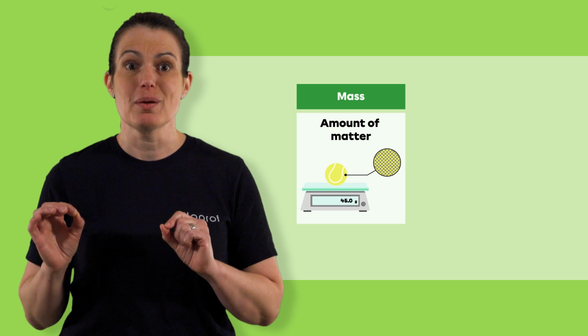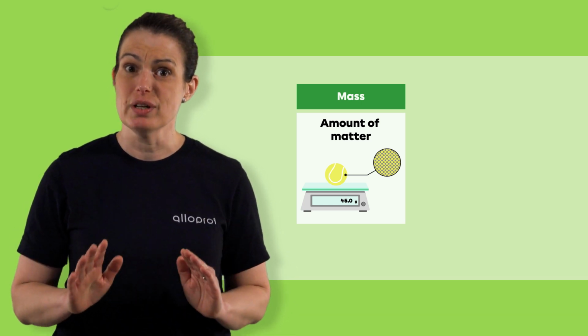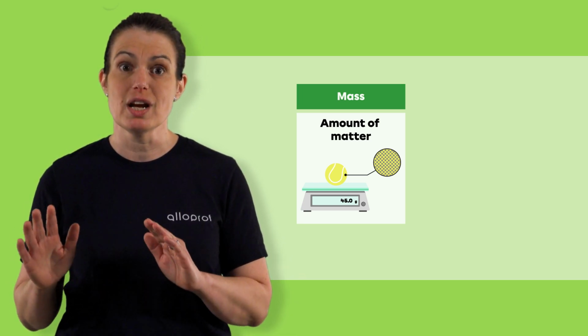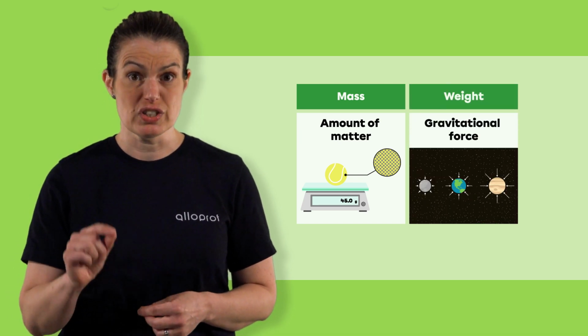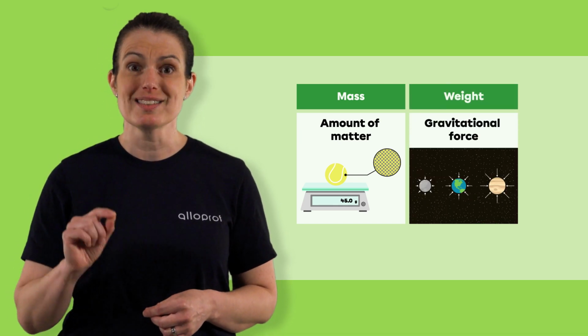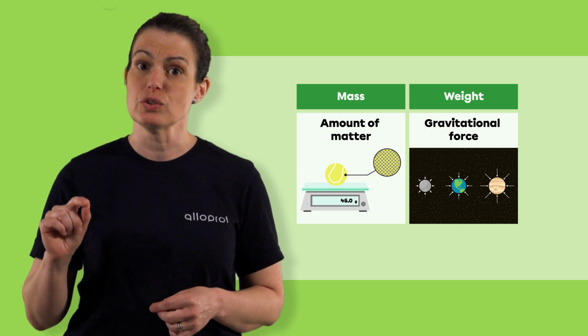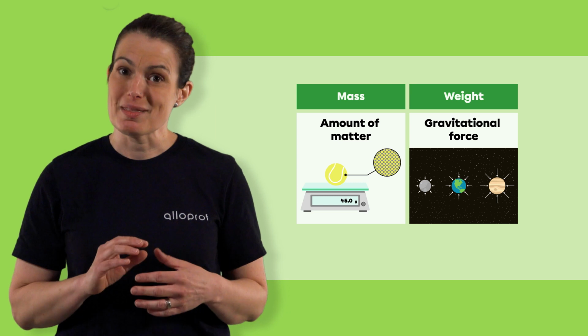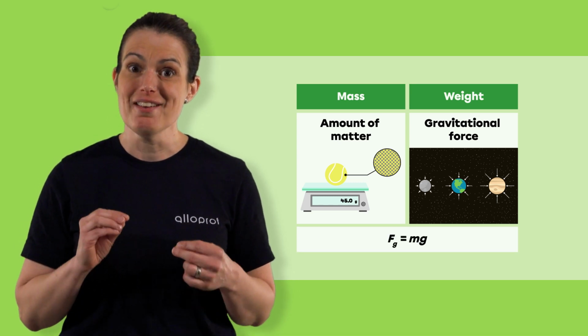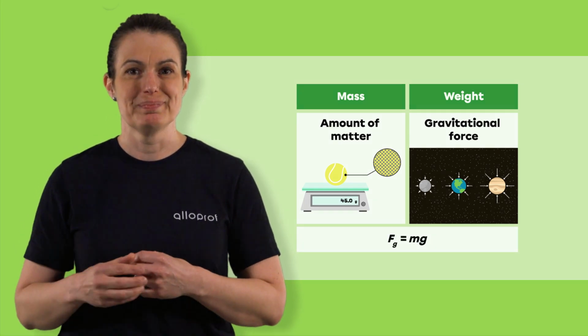In summary, mass refers to the amount of matter that makes up an object, and it's never influenced by the celestial body on which the object is located. Weight is the gravitational force exerted on an object that depends on the intensity of the gravitational field to which it is subjected. Mass and weight are mathematically related by the formula Fg equals m times g.